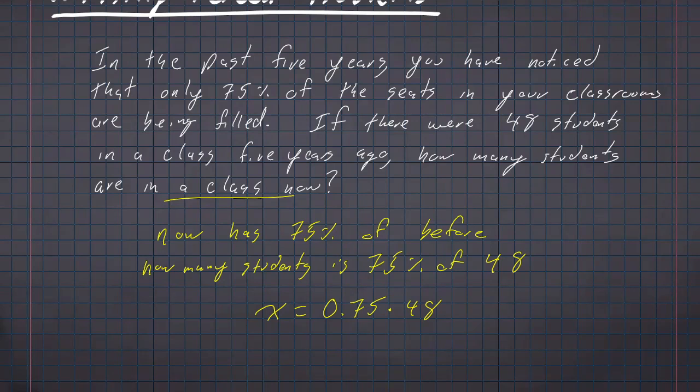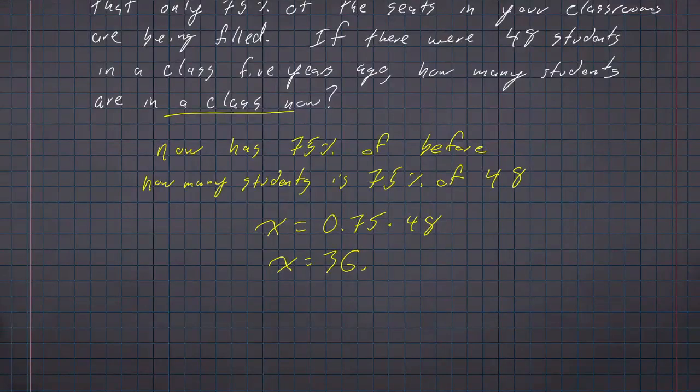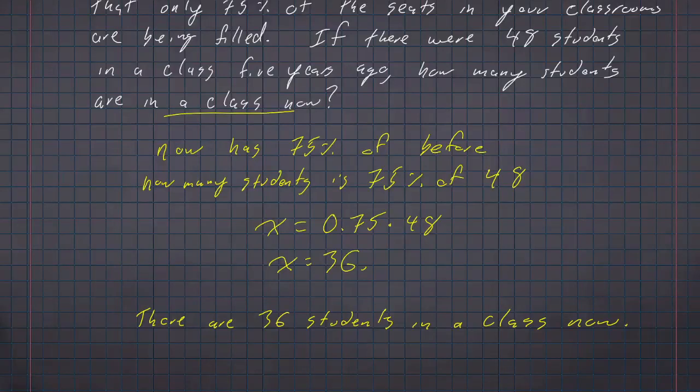For the sake of time, I'm not going to go off to the side to perform that calculation. You might remember that 75% is 3/4. A quarter of 48 is 12, and 3 times 12 is 36. So x equals 36. And since this is a question given in paragraph form, I'll give an answer in paragraph form. There are 36 students in a class now.